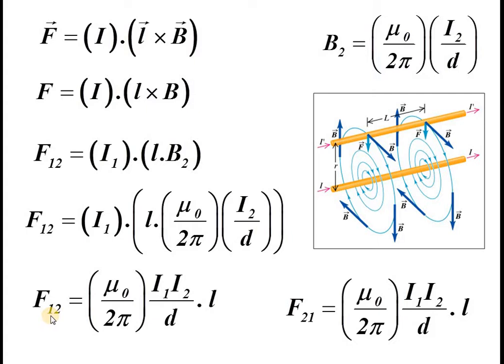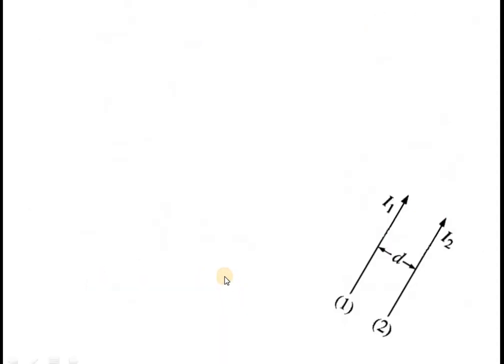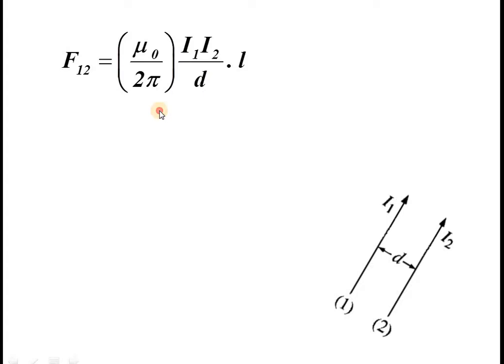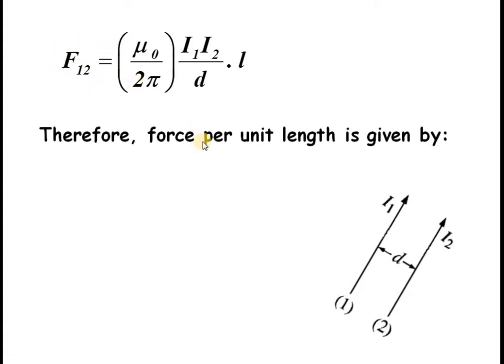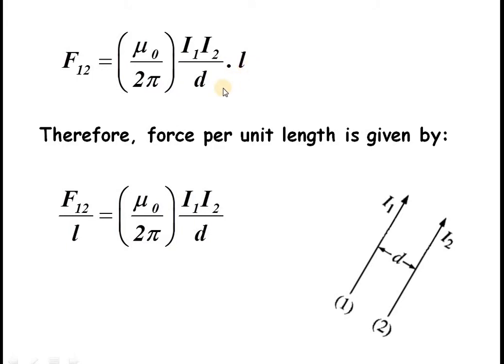And similarly you can write it the other way also. Force experienced by wire 2 due to wire 1 will be mu 0 upon 2 pi I1 I2 by d into L. So you can see that both equations are identical, numerically identical. So we can write one thing. If this is the total force experienced by wire 1, then you can give an expression for the force experienced per unit length. How can we do that? You simply bring the L here.